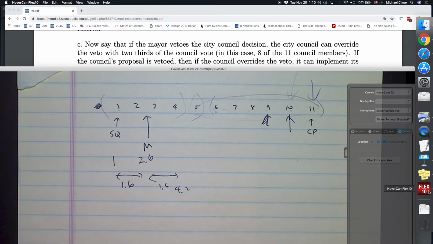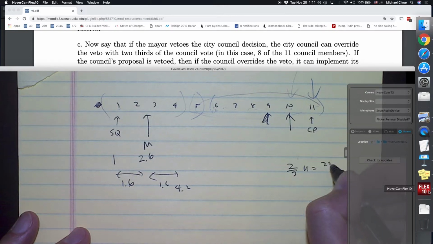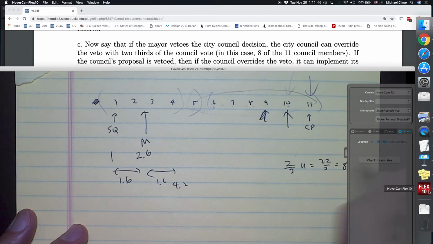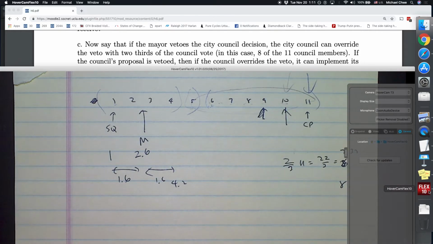Okay, so let's think about that. First of all, how many council people are there? There are 11, right? So what's 2/3 of 11? 22 over 3. It's 7.33, so 7 is not enough, but you need 8. So you can override a veto with 8.